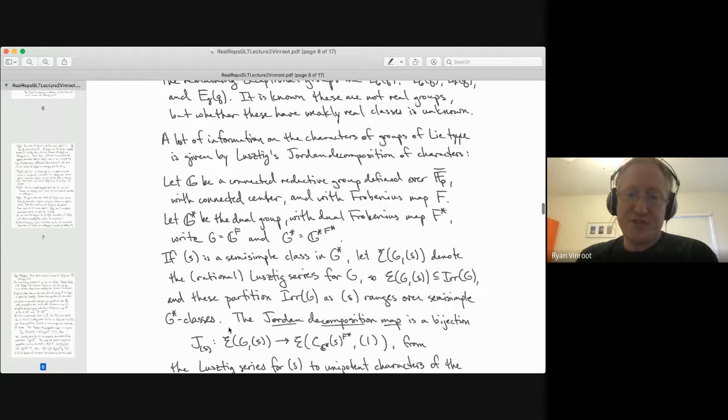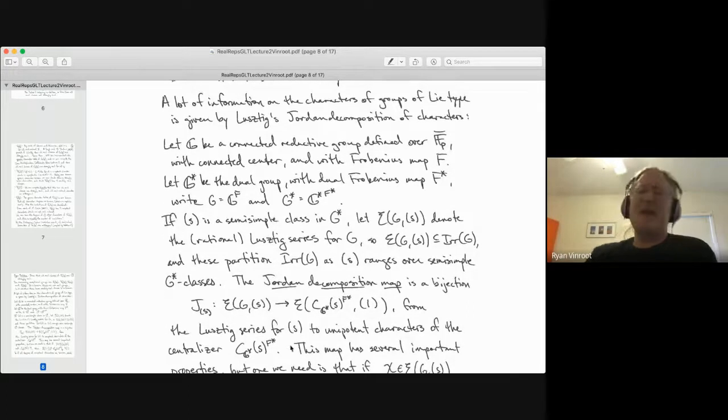Bijection from the Lusztig series to the unipotent characters of the centralizer of that semi-simple element in the dual group. So we're almost kind of a deflation down to just unipotent characters, but of the centralizer in the dual group. So it's parameterized by a semi-simple class in the dual group. You look at the centralizer of that semi-simple class. You look at the unipotent characters. So there's a unipotent character here that corresponds bijectively to the irreducible character in this Lusztig series.